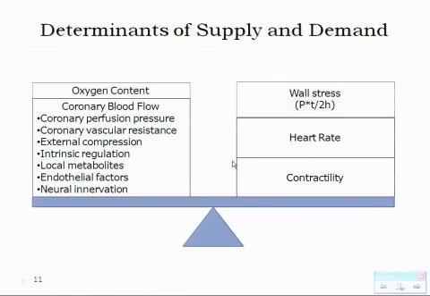The things that increase your demand are increases in wall stress. So anything that increases your intraventricular pressures and tension, as well as the viscosity of the blood, will also increase stress and demand.